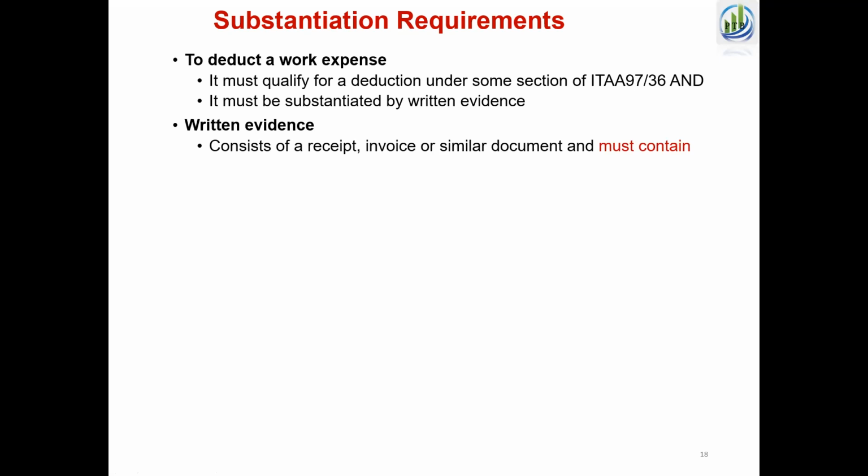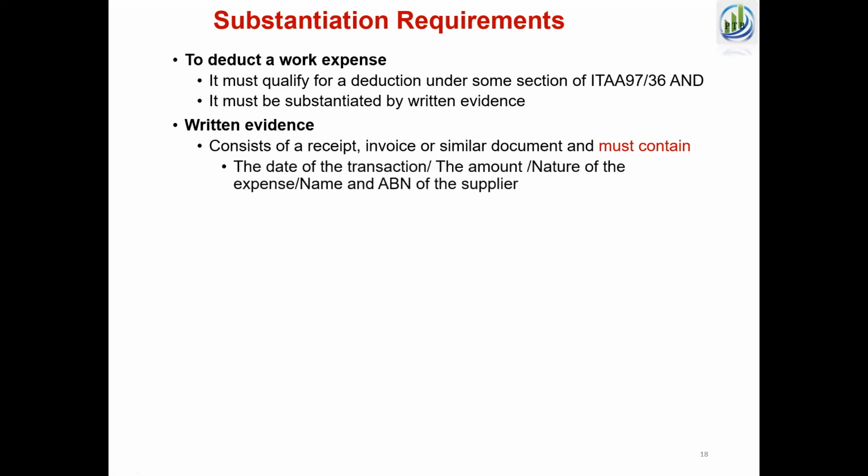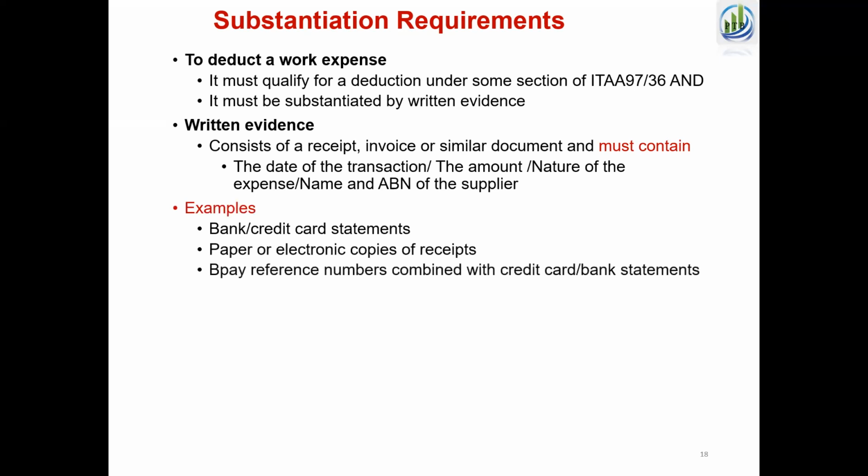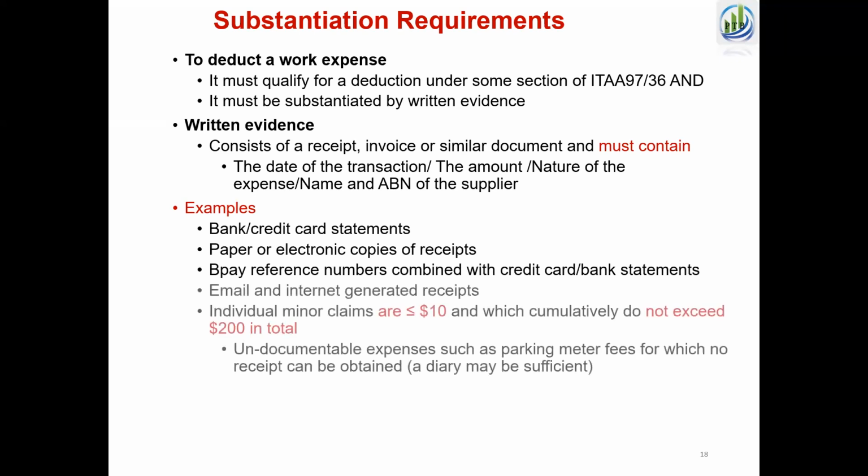What should the document contain? The date of the transaction, the amount and nature of the expense, and the name and ABN of the supplier. If you have that information, you may accept it as written evidence, right? But a tax invoice or invoice is not specifically stated. It may be a combination of anything: your bank statement, your credit card statement, electronic copies, BPay reference, right? Your email and system generated receipts, right?